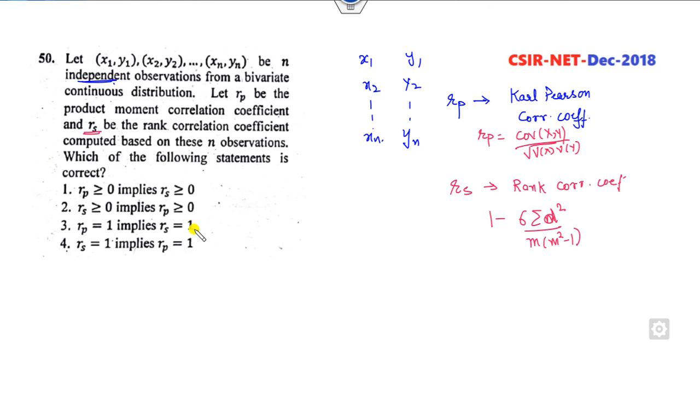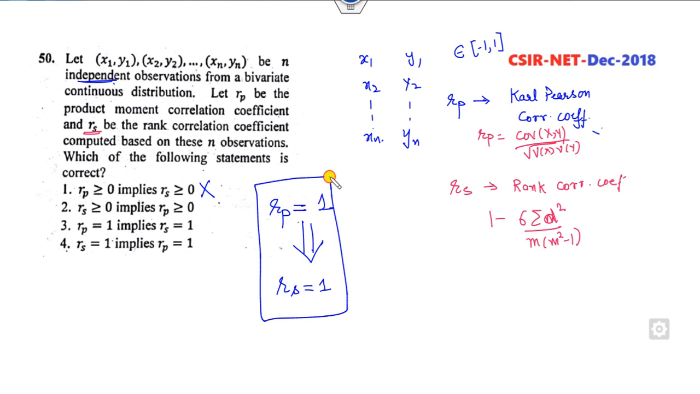Now look at the options. Rp is greater than 0 whenever this value holds, and we all know the correlation coefficient lies between -1 and +1. Whenever Rp is greater than or equal to 0, Rs is also greater than 0. That is not always true. There are so many examples. So these are standard results. Remember, whenever the Karl-Pearson coefficient is 1, this implies Rs is equal to 1.